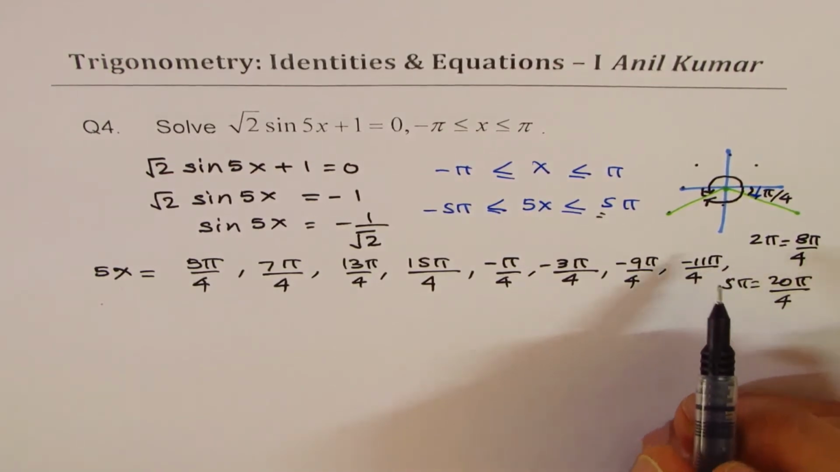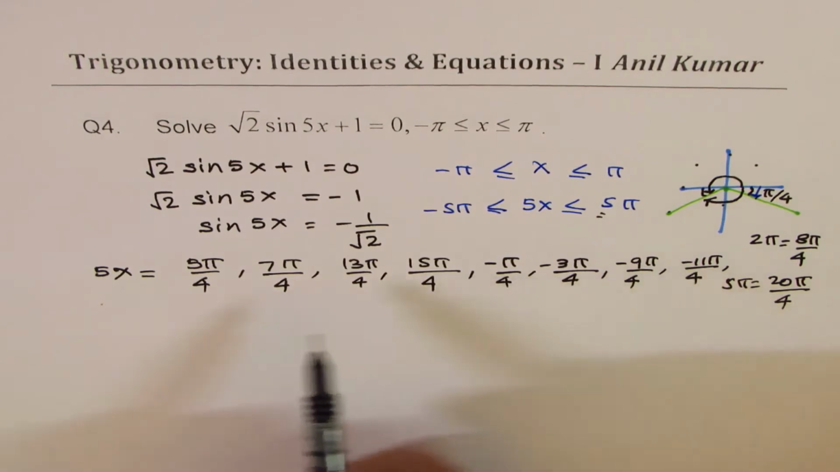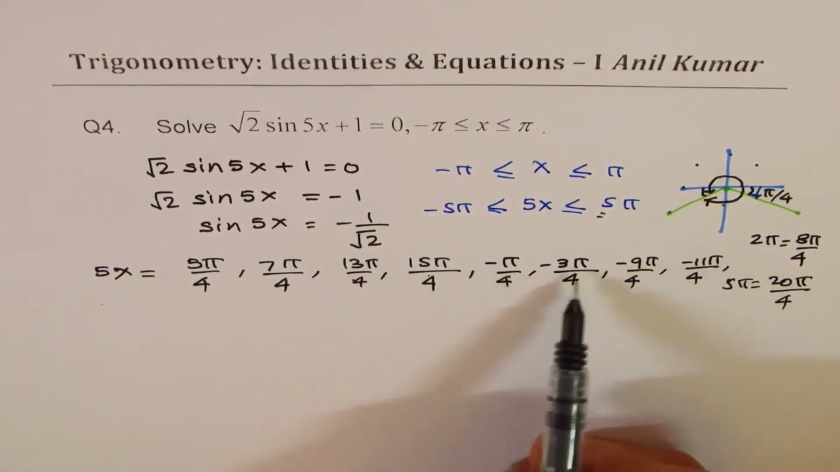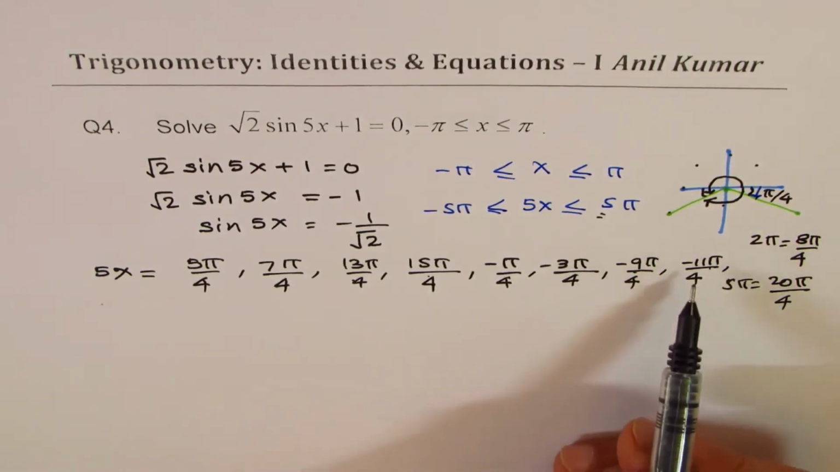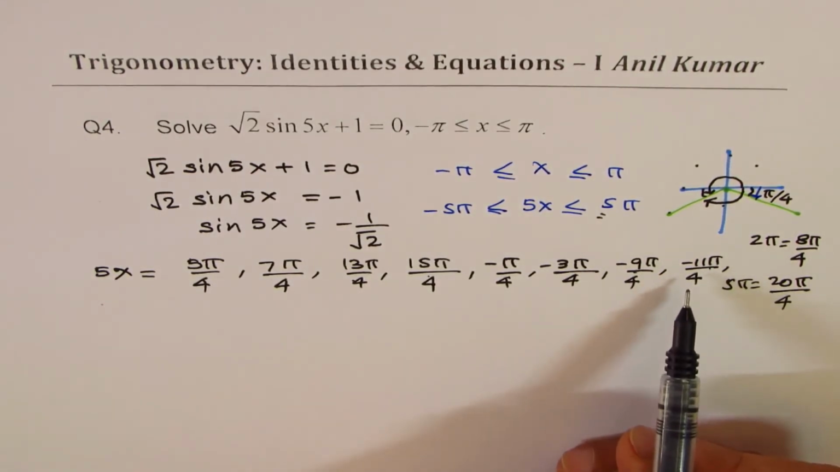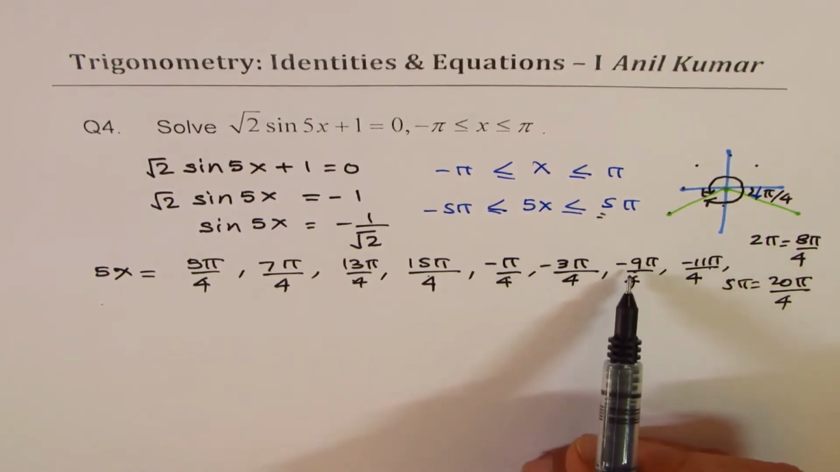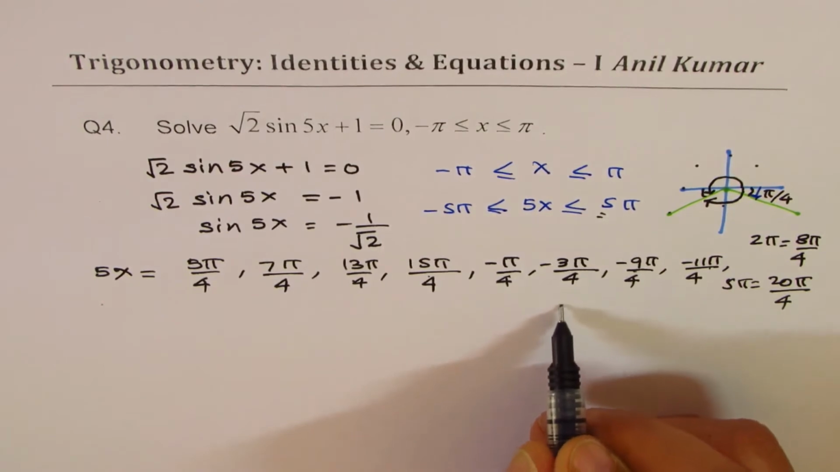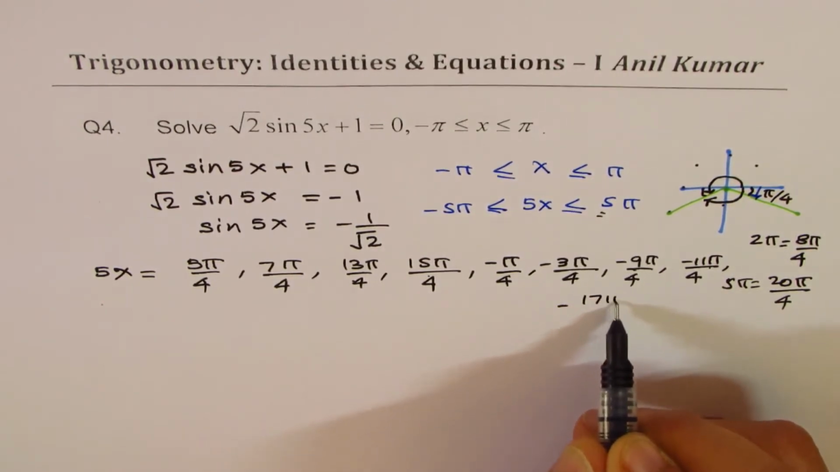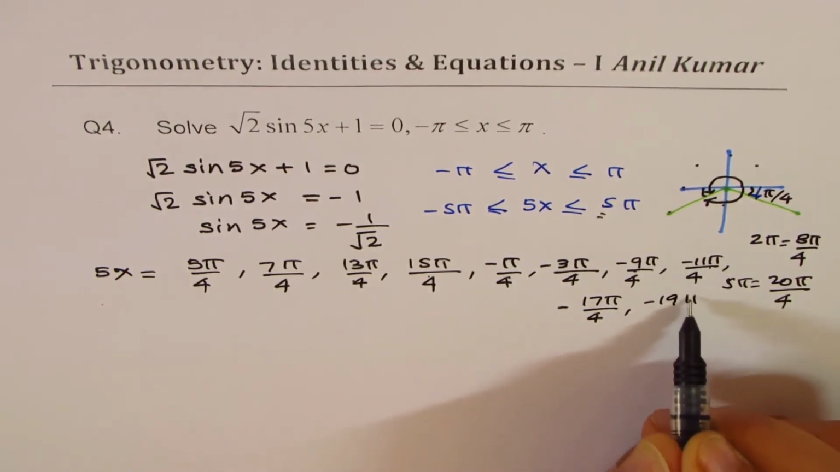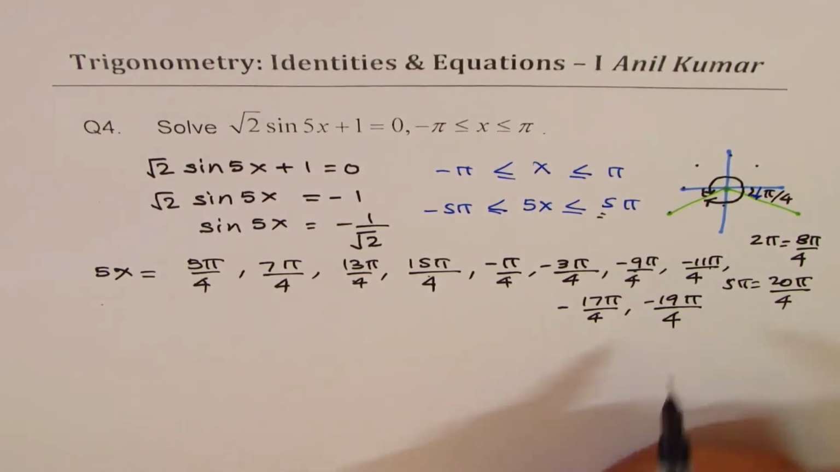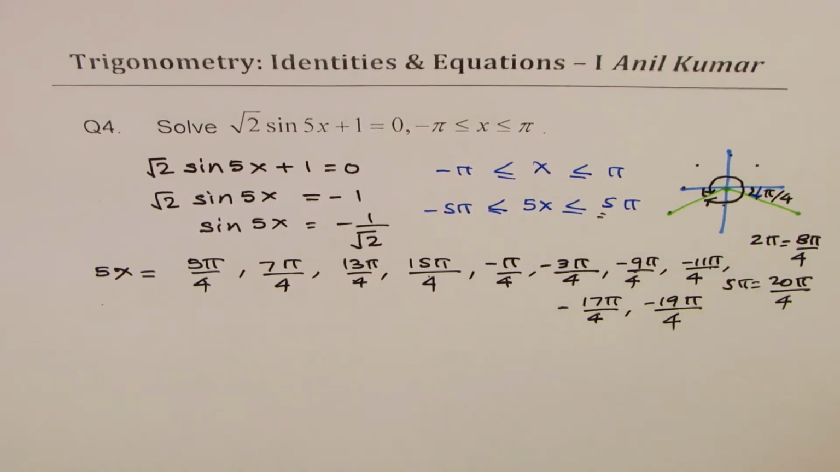Now if you do 8 here, you get 19, so that could be one answer. So let me add 8 again here. And if I go 8 on this side, minus 8 will be minus 17. Let me write here only. Minus 17 pi by 4. And minus 8 gives me minus 19 pi by 4. Correct? So these are all the solutions which we are going to get.